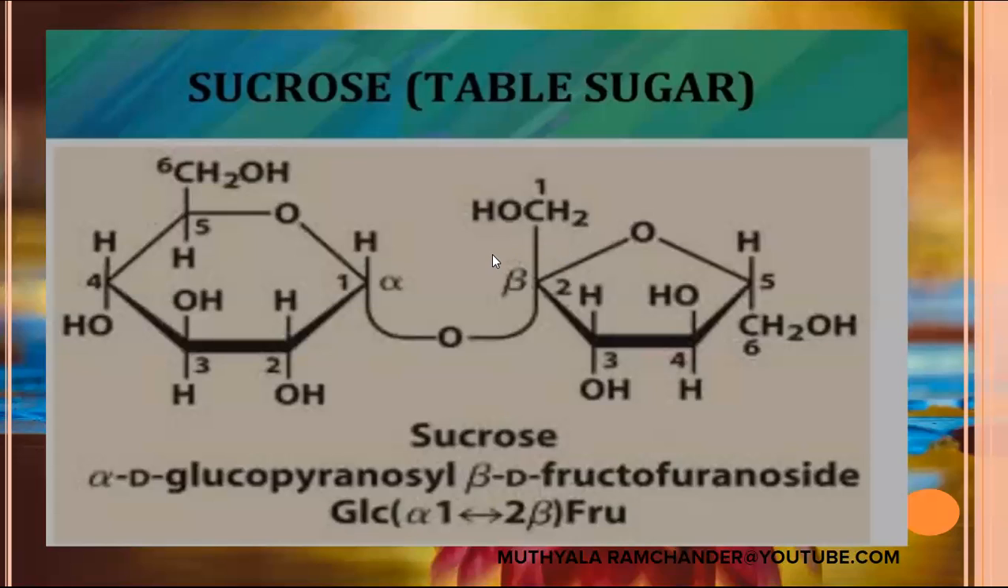It is the predominant form in which sugar is transported from leaves to the other organs of the plants through the vascular system, like phloem. Sucrose is hydrolyzed by dilute acids or the enzyme invertase. It gives invert sugar, which is a mixture of glucose and fructose.